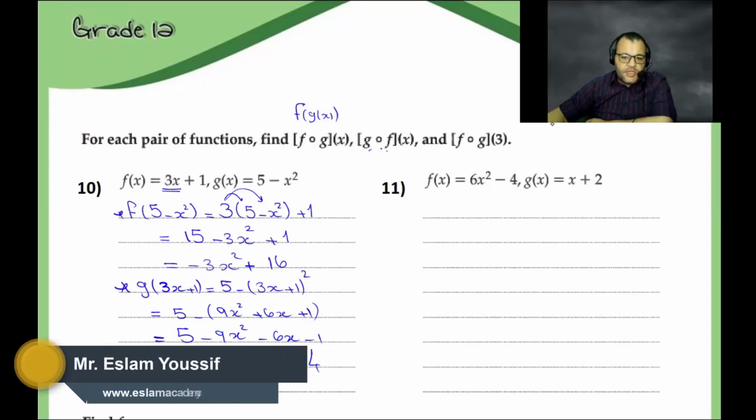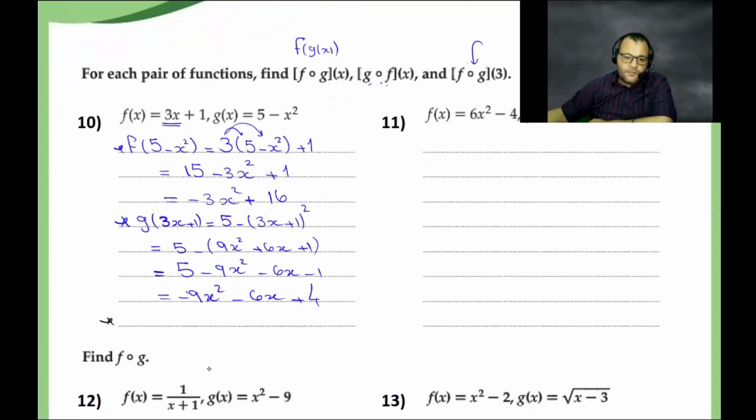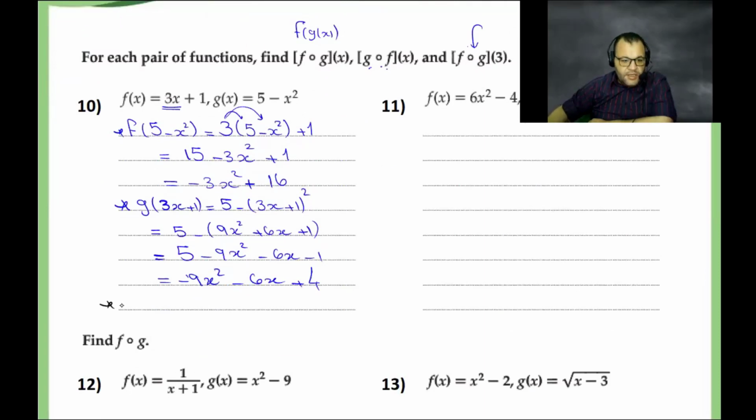The last part that we need to find is f composite g of 3. So how do we find it? We replace x with 3. So f composite g of 3 is negative 3 times 3 to the power 2 plus 16, which equals negative 81 plus 16, equals 65. Isn't it negative 27? Negative 27, sorry. Negative 27 plus 16, so it will be negative 11.